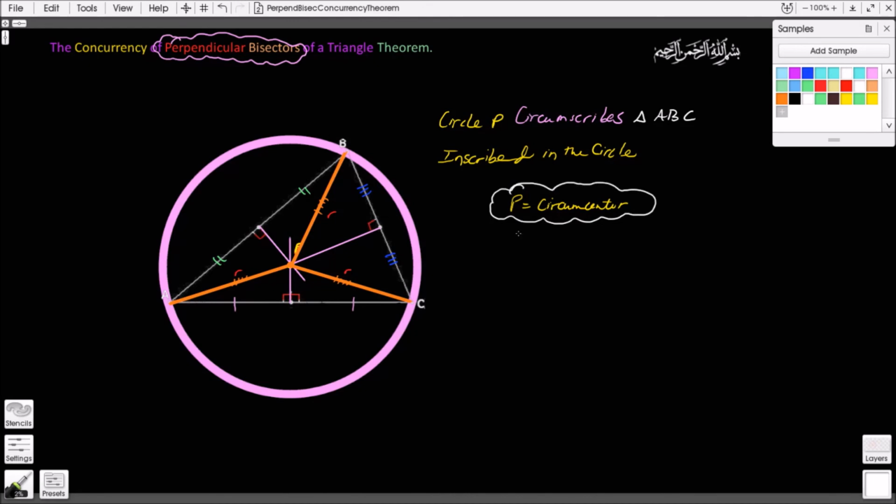So the point of concurrency of the perpendicular bisectors is the circumcenter. It is the center of the circle that circumscribes the triangle, and the triangle is inscribed in this circle. And this point of concurrency, therefore, is very special. And inshallah, next time we shall explore these concepts even further, and you will see some remarkable geometric phenomena.